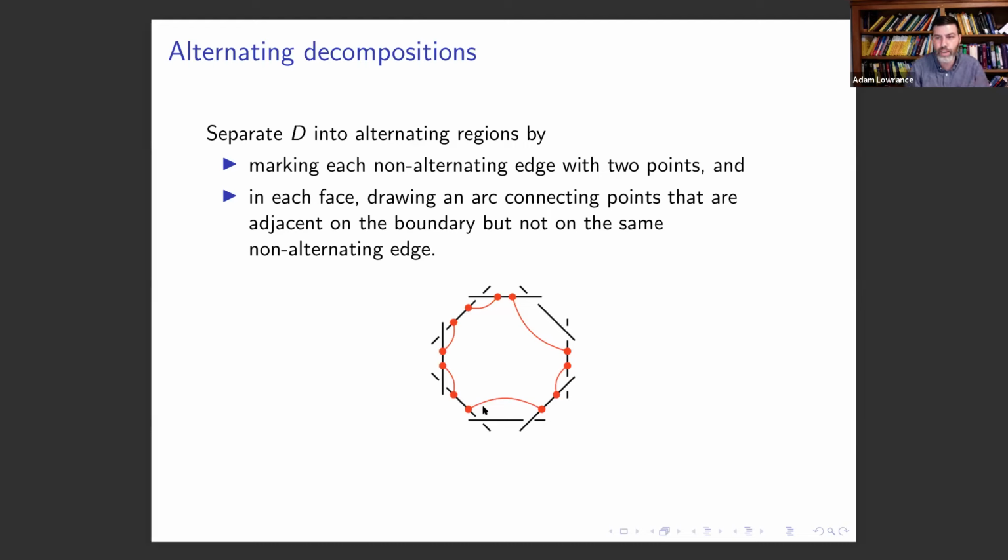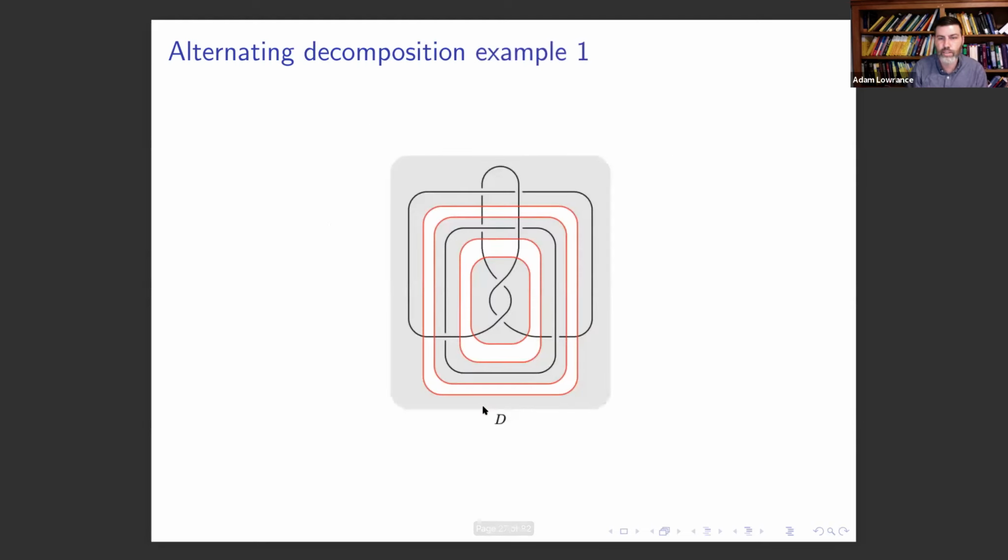And if you do that in every face, then you get a picture that might look like this, right? So connecting here to here, there to there, there to there. And this sort of splits up the diagram. I think Thistlethwaite calls these the alternating regions, which are the grayish regions, and the channel regions, which are the regions that are white here. So you chop up the diagram into these pieces that are alternating, and every time you go between them, you have a non-alternating edge.